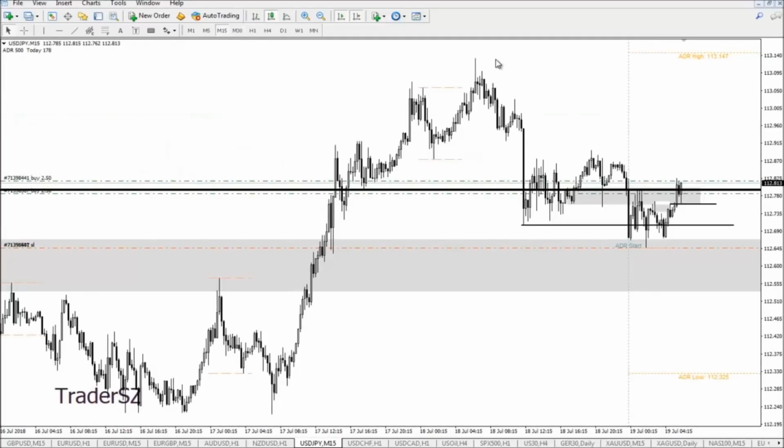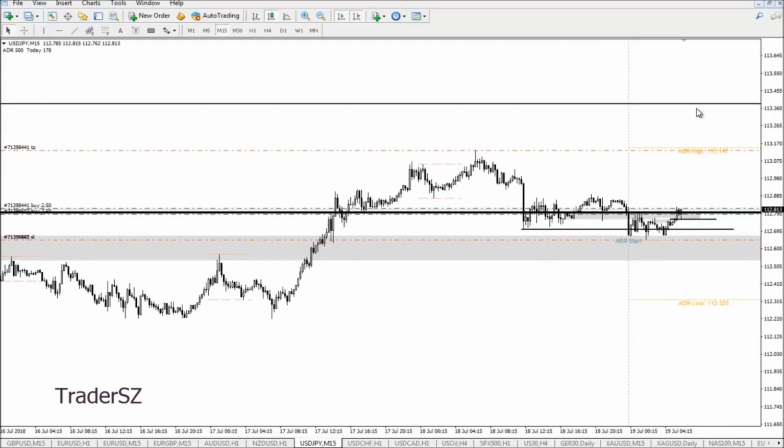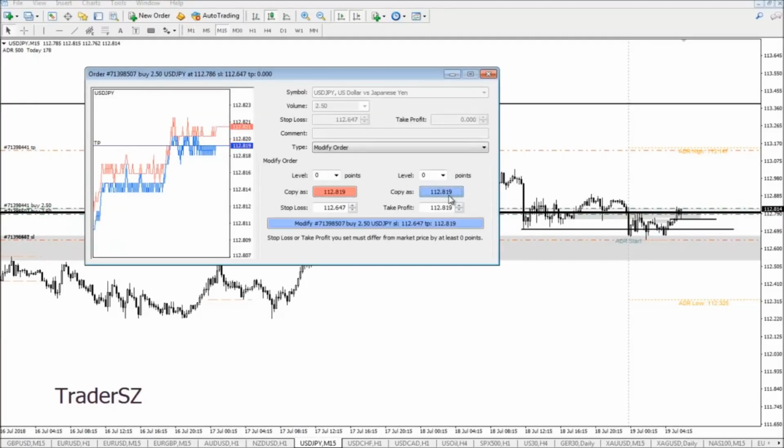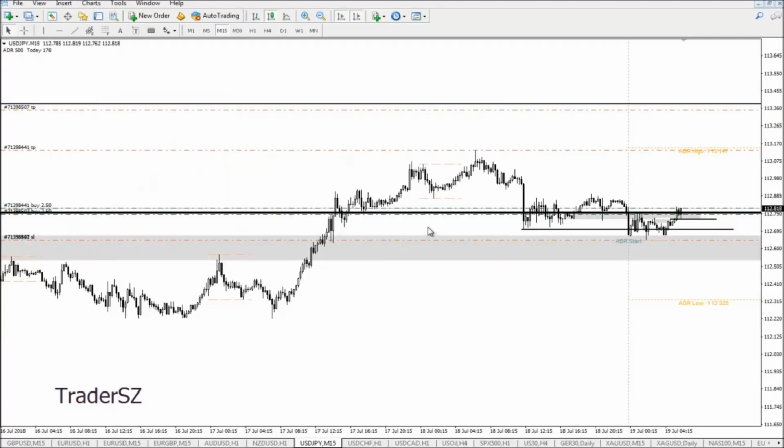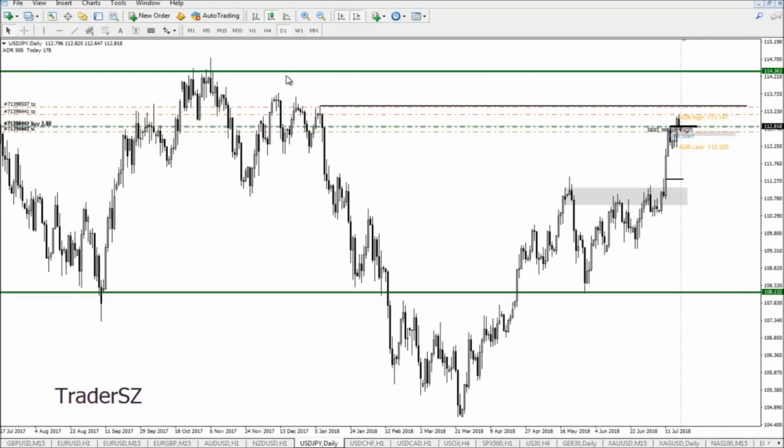So what I'll do is I'll keep one position and take the profit here for the other position. And then the second position, if it's going to go higher, it's going to be 113.35, just above or below it. But personally, I believe we're probably going to reach that.